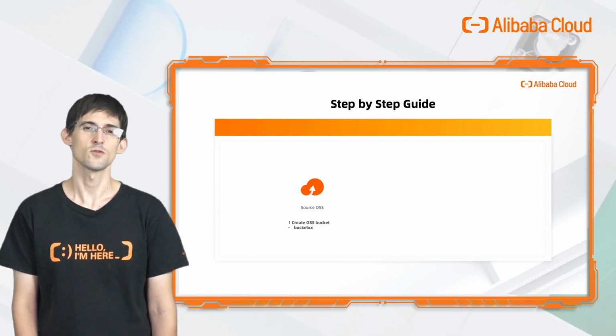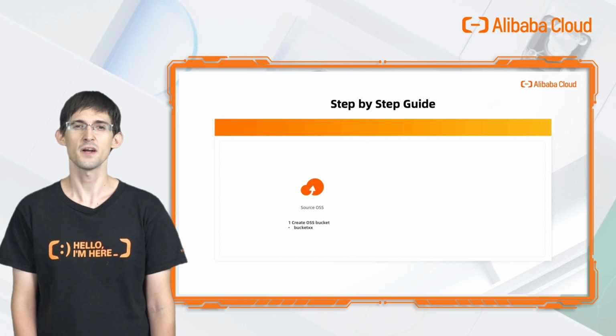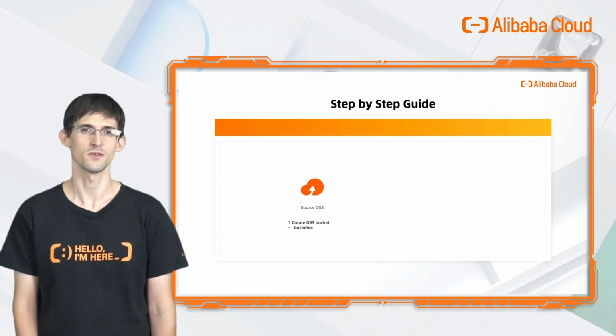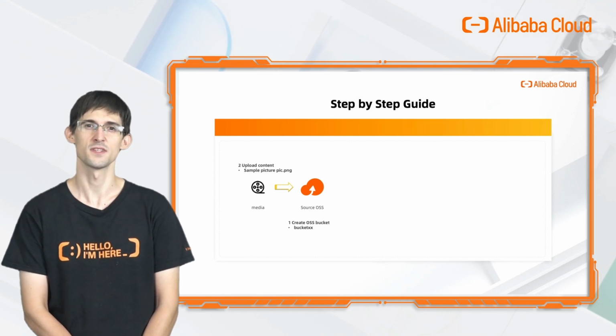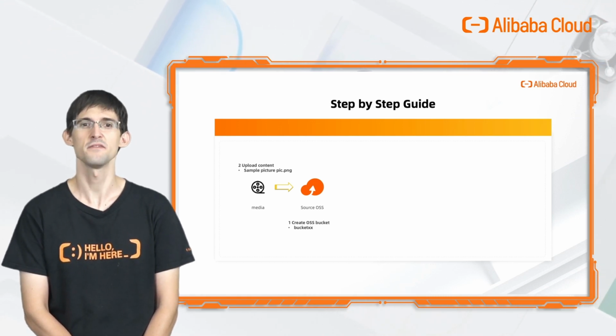First, create a source OSS bucket. This is the bucket you are going to use to store the original content. Next, upload sample content to the bucket. For example, you can upload a sample PNG file.